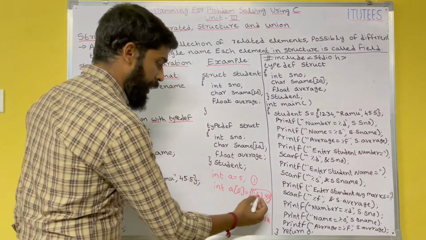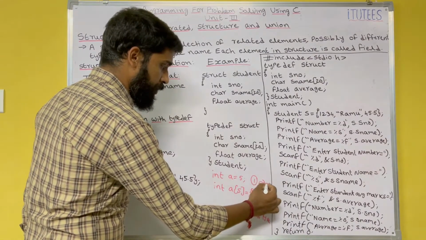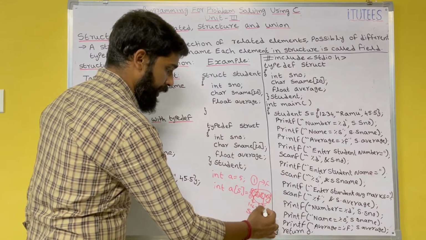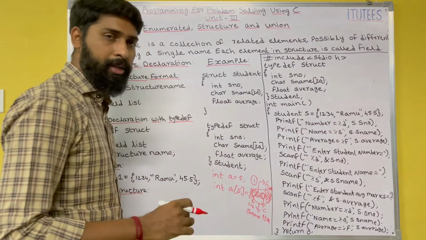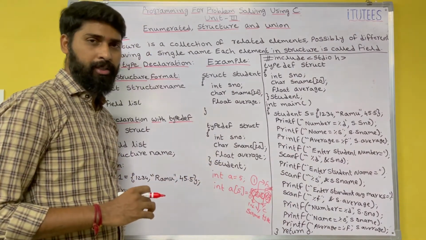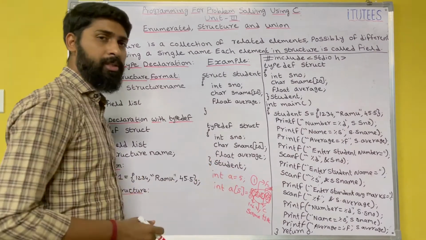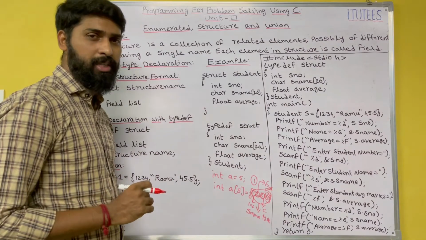For example, I want the first one as integer, second one as float, third one as char, and the fourth one as string, that means a character array. That is not possible when you are using arrays. Now, how can we achieve this? How can we use multiple data elements as a single unit? By using a structure.